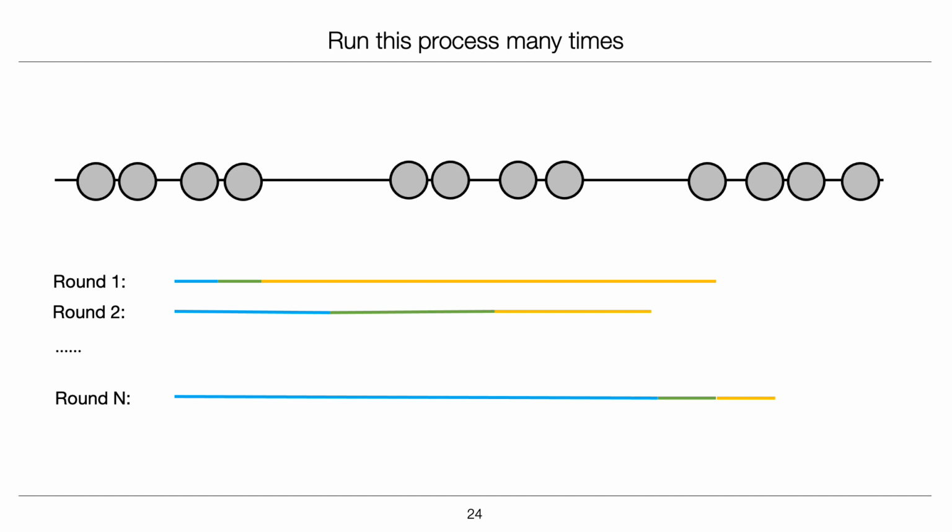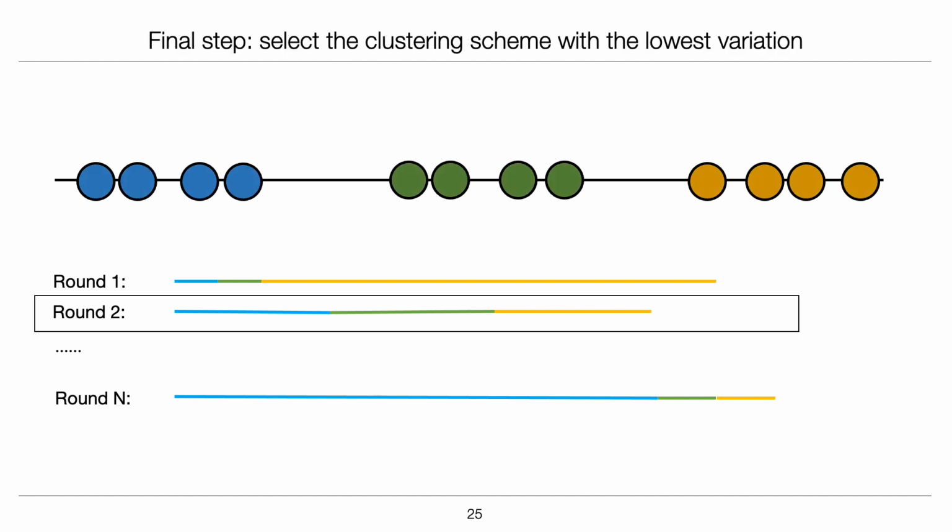For a real application, we typically perform many rounds of clustering, in the order of tens of thousands of rounds. Finally, we look through all the runs and choose the one with the lowest total variation, which is round 2 in this case.